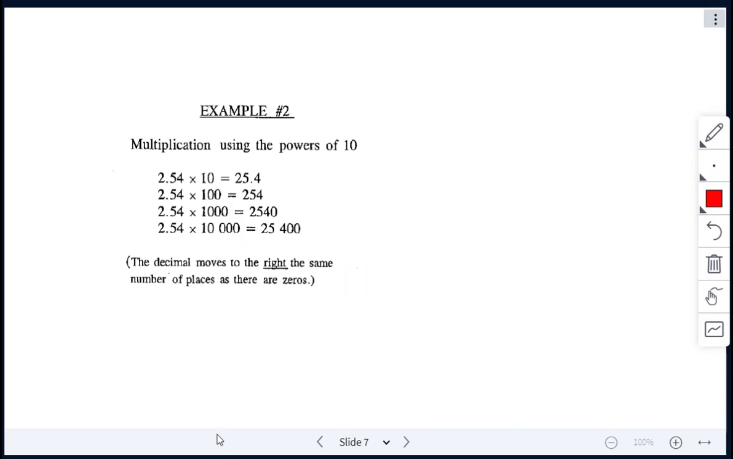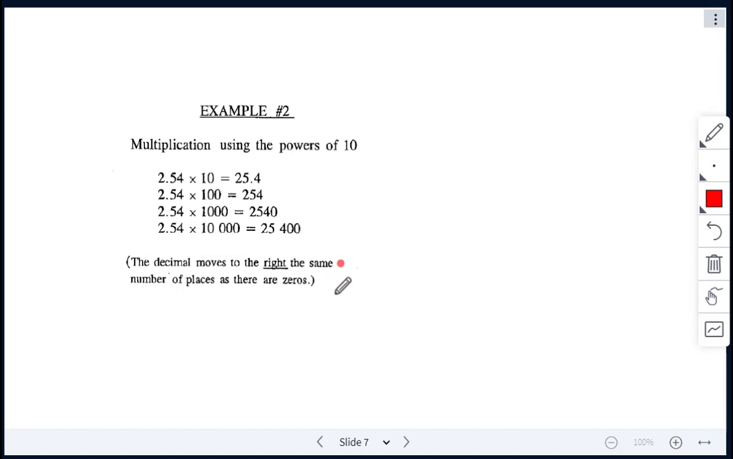Okay, in this example, all we are looking at here is the multiplication using the powers of 10. So if we look at each time, we're just multiplying 2.54. But when we multiply it by 10, we're just moving the decimal place 1 to the right. When we take 2.54 multiplied by 100, we've moved it 2 places to the right. When we multiply 2.54 times 1,000, we've moved our decimal place 3 to the right, and so on.